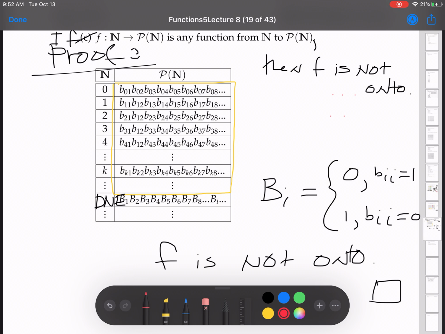So just to reiterate, I proved the statement that if f is any function from the natural numbers to the power set of the natural numbers, then f is not onto. And the reason for this is that there are just way too many subsets of the natural numbers. The infinity of the power set of the natural numbers is much, much, much larger than the infinity of the natural numbers.